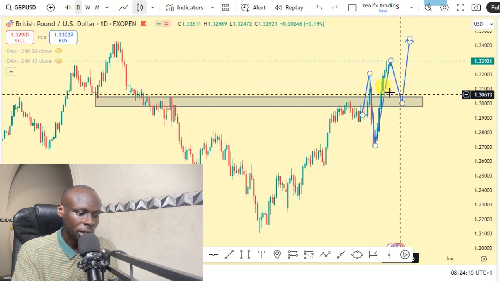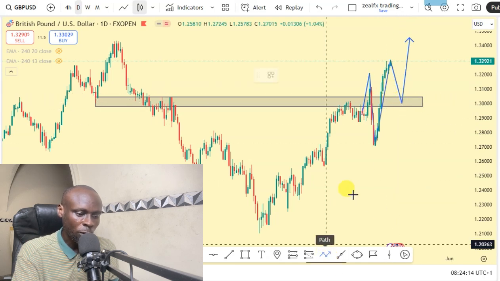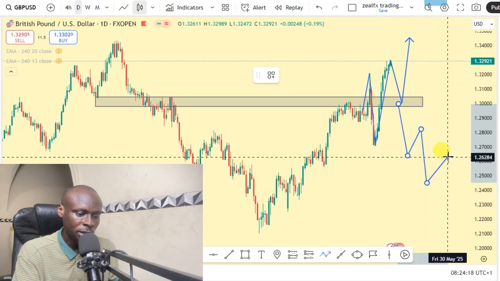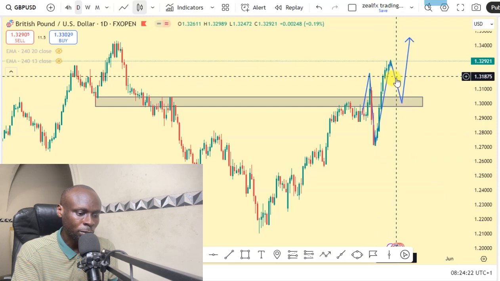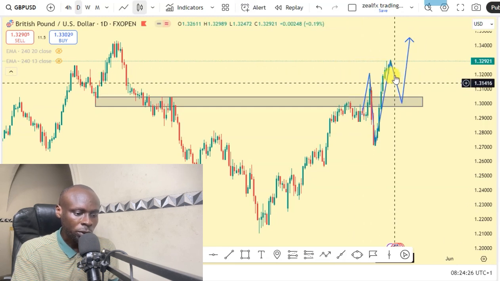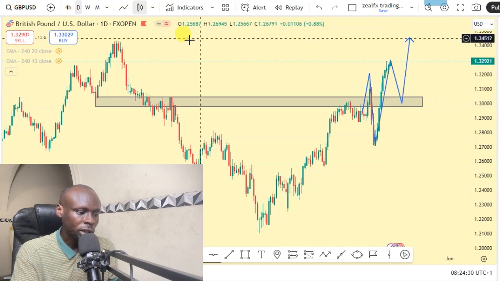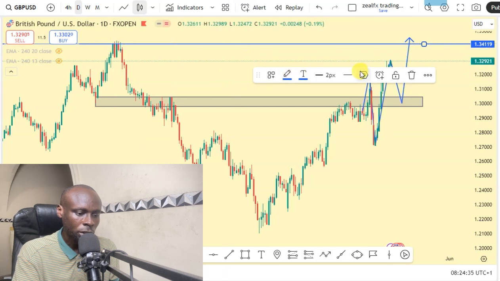But for our selling scenario for the British Pound USD, we're looking for price to break this low before we look at our selling scenario. But this week we'll be looking for a buying opportunity on the British Pound USD. So long as price breaks above this resistance level, we'll be looking for a buying opportunity from this support level this week to this next resistance level.